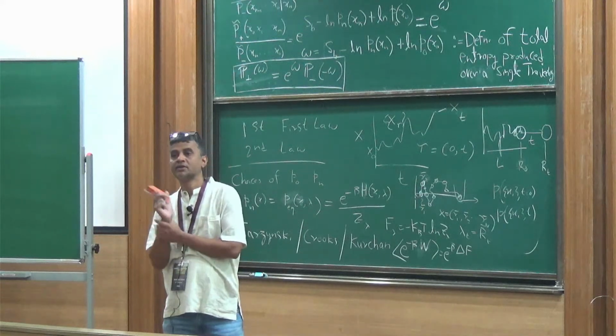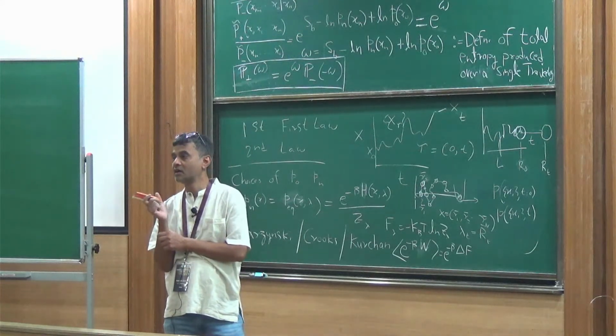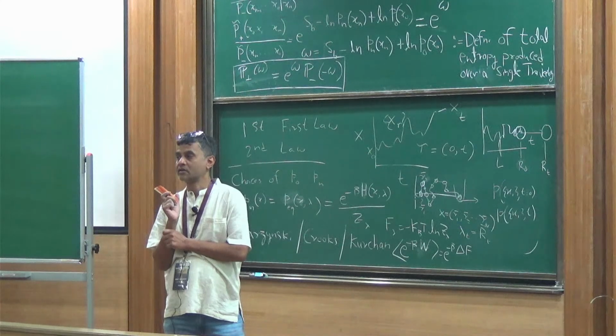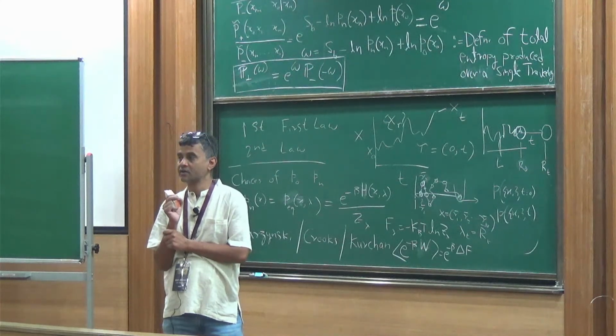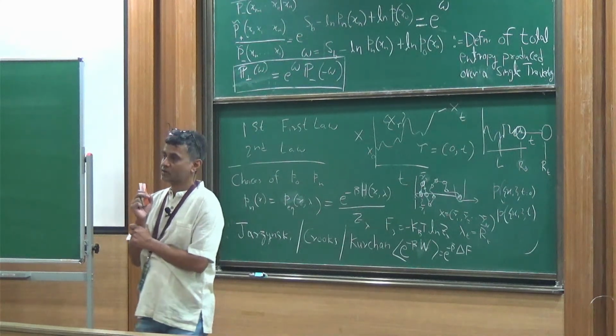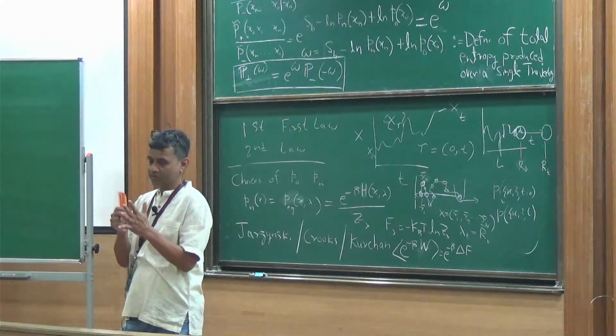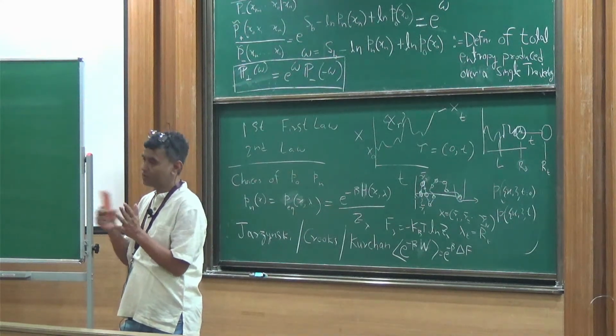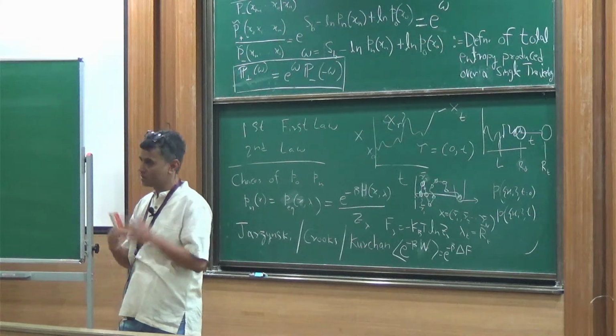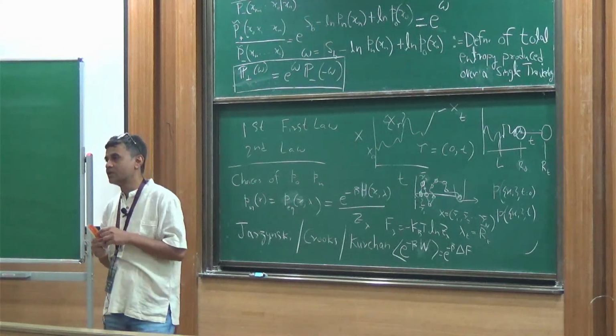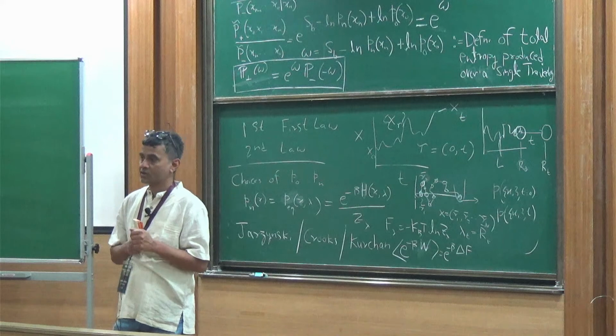Okay, any other questions? So the system goes from an equilibrium state to some other state. The rate at which the system goes is also important. You can either move it slowly or you can move it fast, and it will have different entropy production and so on. Okay, so it is incorporated in the entropy.